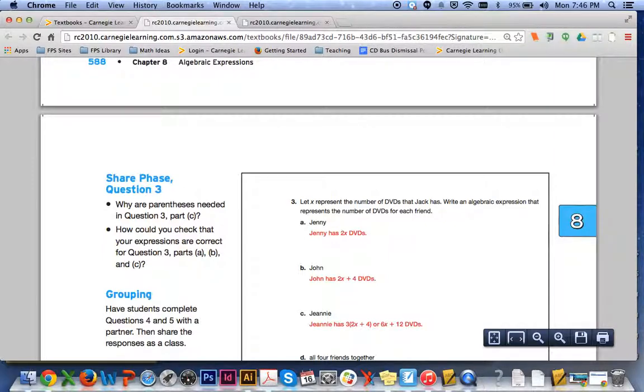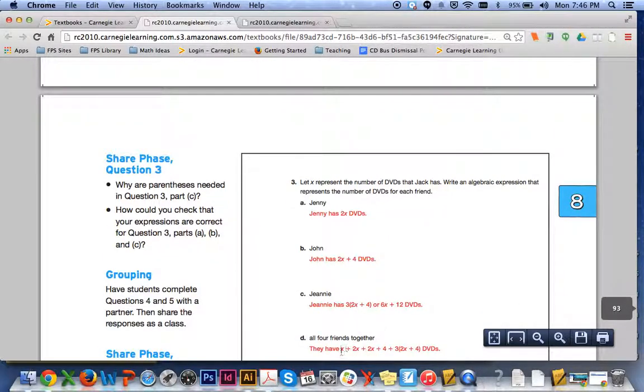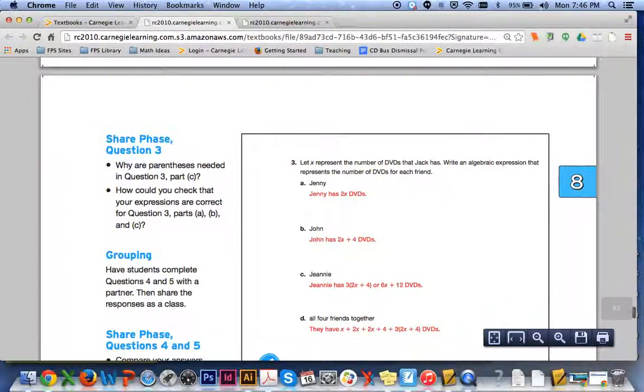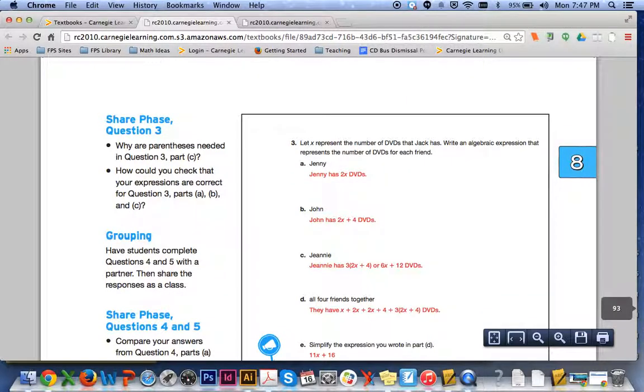Okay. So then if we wanted to combine all 4 friends together, Jack, remember, he was X DVDs. Jenny was 2X DVDs. John was 2X plus 4 DVDs. And Janine was 3 multiplied by 2X plus 4 DVDs. Or 6X plus 12, if you use the distributive property.